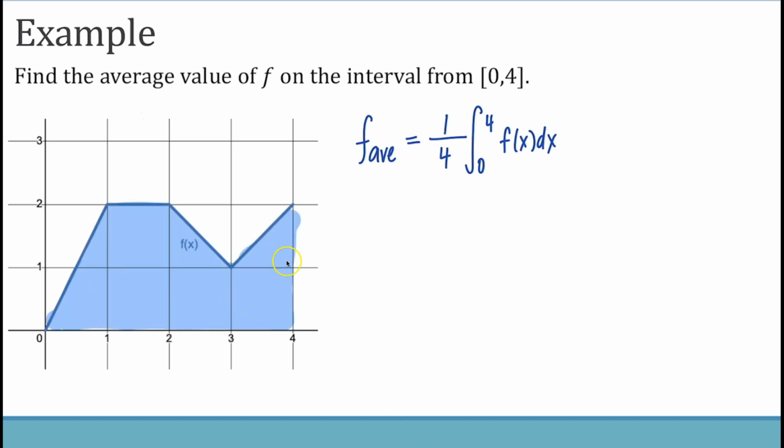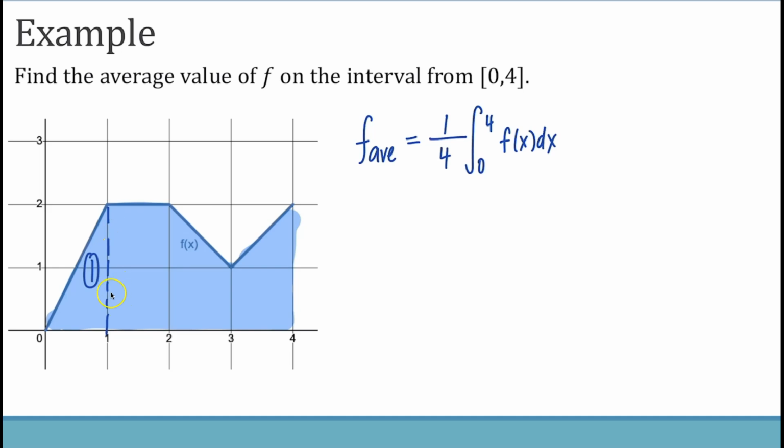So here is the area that we are trying to find roughly, and we're going to do that using geometry formulas because there's nice geometric shapes that are created. So this first shape here between 0 and 1 is a triangle. So we have 1/2, base 1, and height 2. So 1/2 times 1 times 2 is 1. So this triangle has an area of 1.